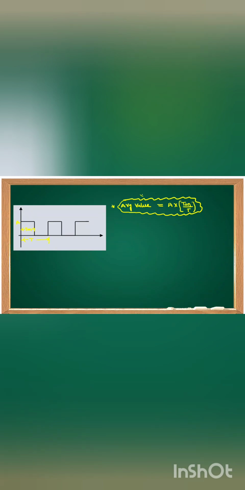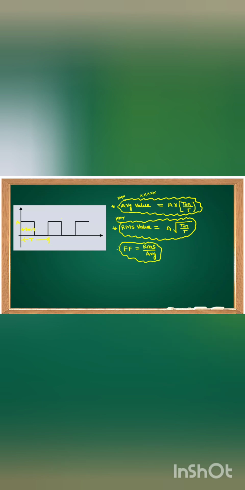By integration method also you can get it, but not required. How to calculate RMS value of this waveform? The RMS value equal to amplitude into square root of on time by total time. These two formulas mainly remember with respect to pulse wave. Once you know average and RMS values, form factor equal to RMS by average. Simply remember, if any pulse waveform is given, how to calculate average and RMS.